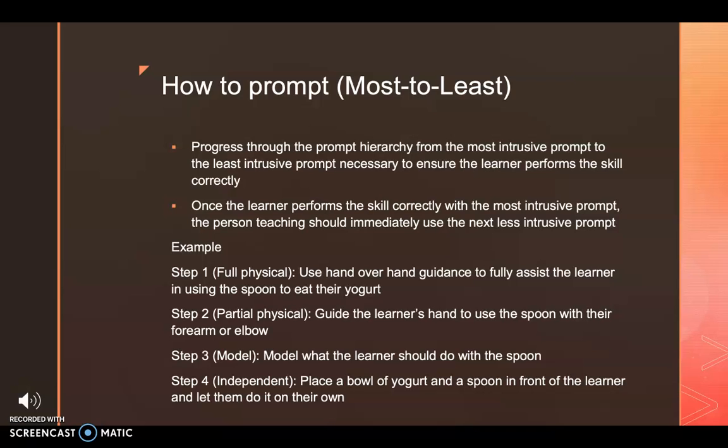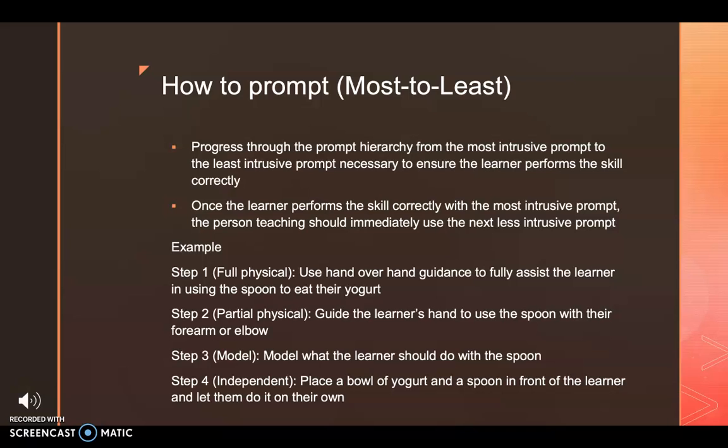So here's an example of using most to least prompting to teach a learner how to eat yogurt with their spoon. So step one would be to use the full physical prompt, which would be using your hand-over-hand guidance to fully assist the learner in using the spoon to eat their yogurt. So once they can eat their yogurt with a spoon using a full physical prompt, then you would move to step two, which would be using a partial physical prompt, which involves guiding the learner's hand to use the spoon with their forearm or elbow.